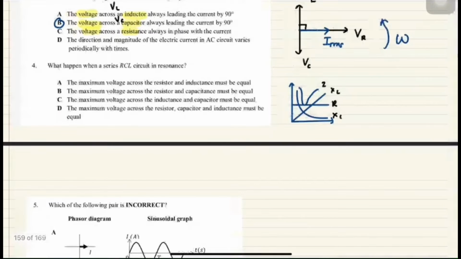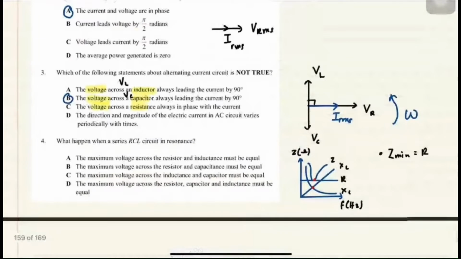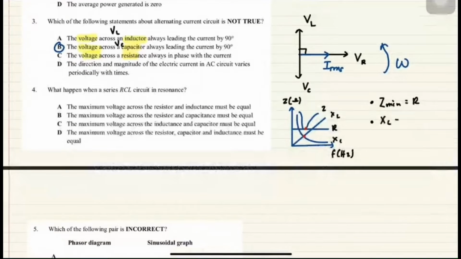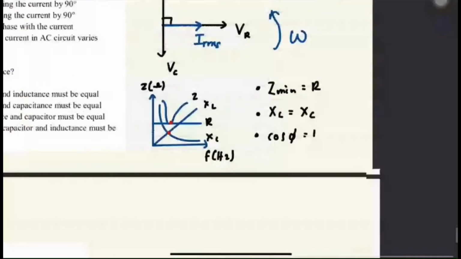Then for the frequency, there are 3 important points. The first point is here, the second point is there. Okay, so point number 1, at resonance, this is just a recap: Z minimum is equal to R. And then XL equals XC. And then the last one is cos phi equals 1, because cos phi equals R over Z. So since R and Z are the same, it equals 1.